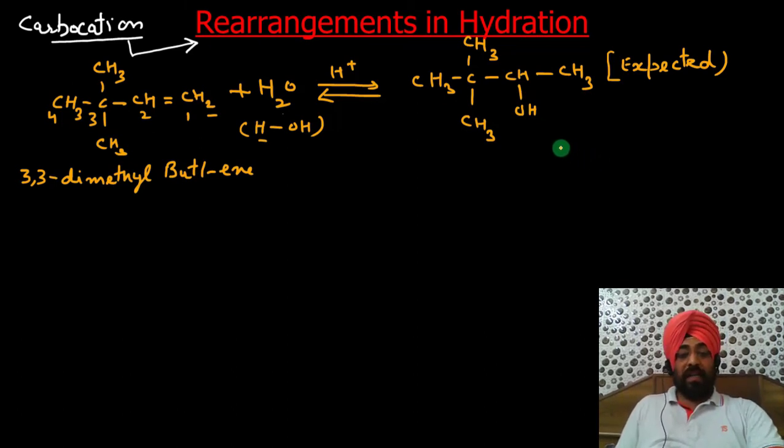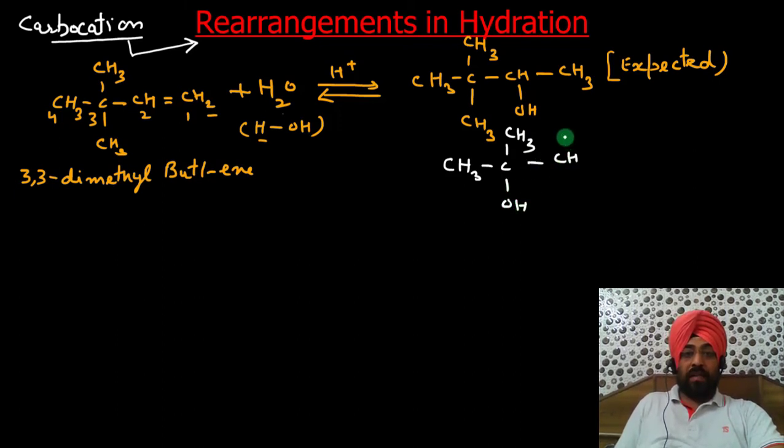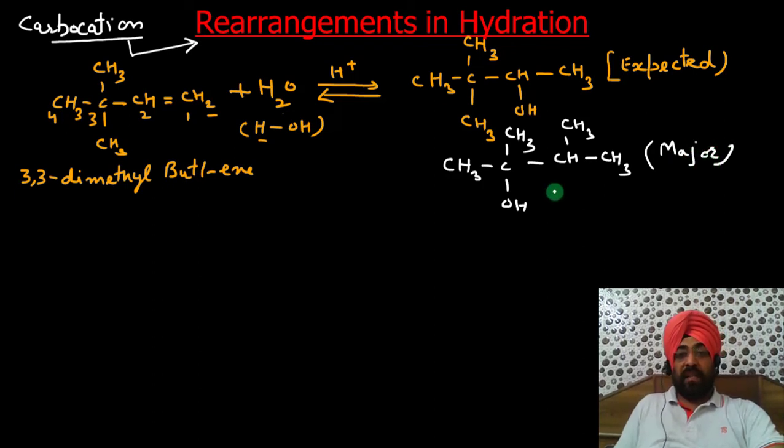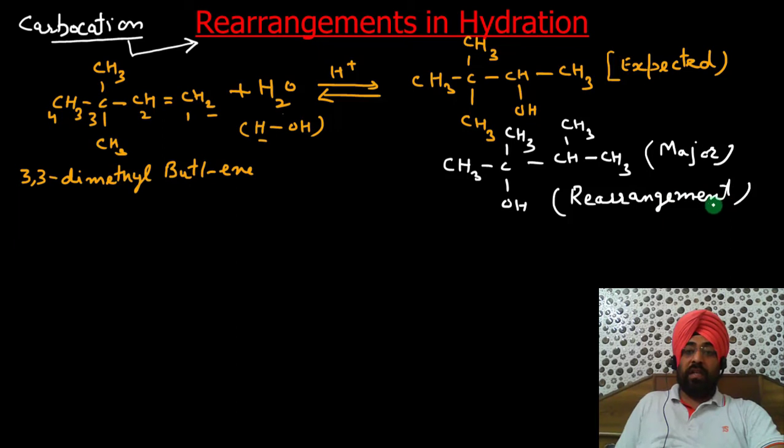But in actual practice this product is not obtained. We get a product CH3 C CH3 OH CH CH3 CH3. So this is the major product in this reaction, and it has been obtained through some rearrangement. So this is a rearrangement product. Now let us try to understand how this product is obtained. We will understand this with the mechanism if we write the various steps.